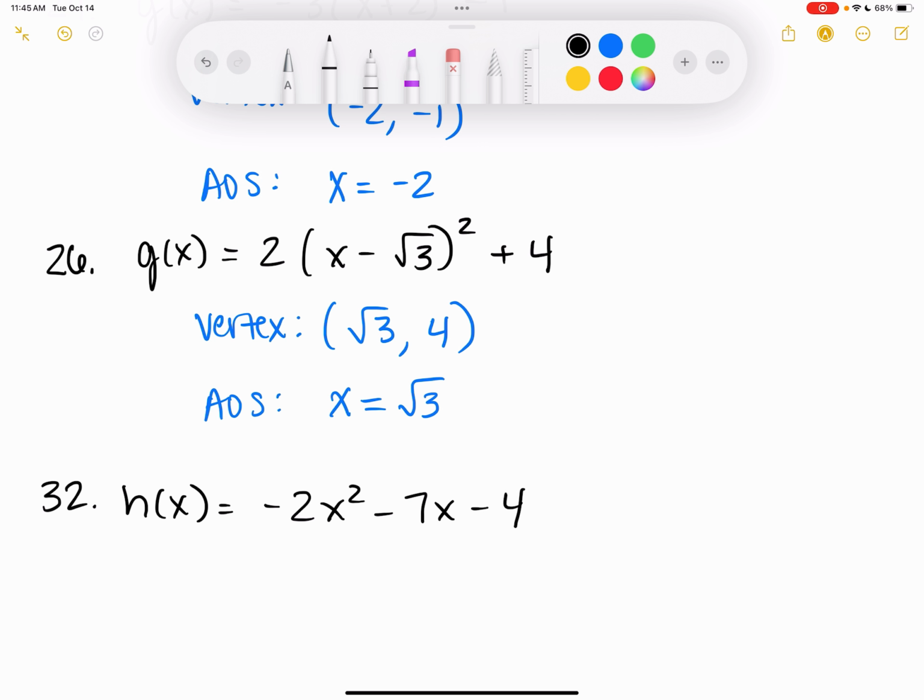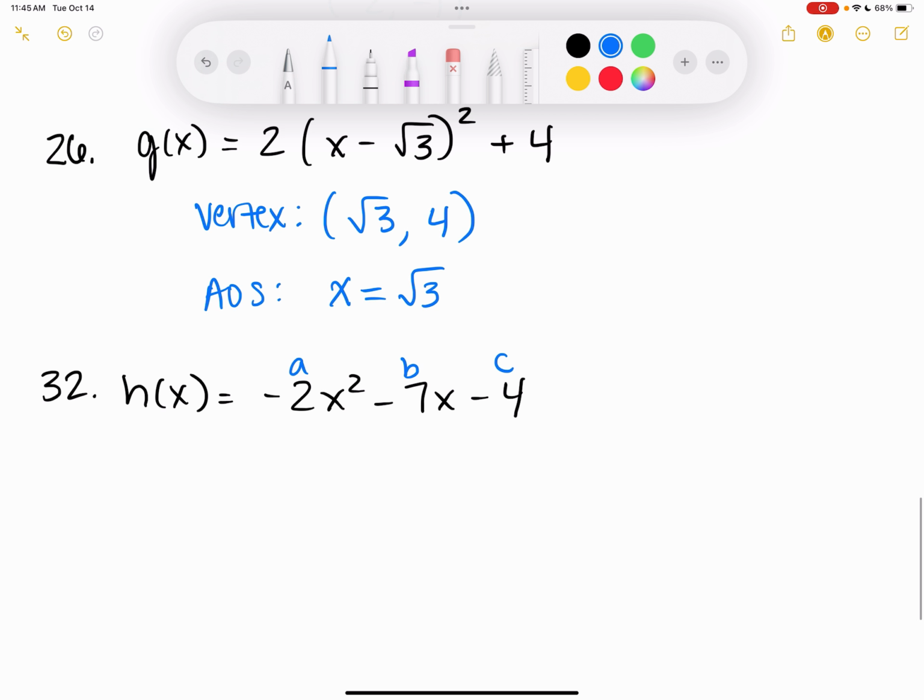So this is in standard form. This is your typical quadratic equation. So this is A, this is B, this is C. The signs go with them. The formula to find the x coordinate of your vertex is -b over 2a. This will also be your equation to find your axis of symmetry.